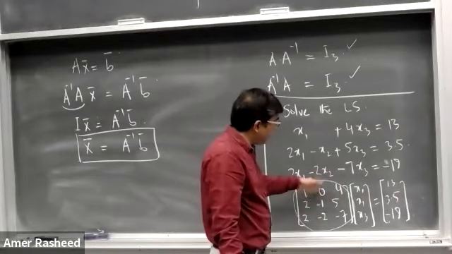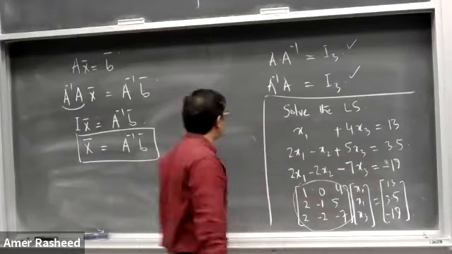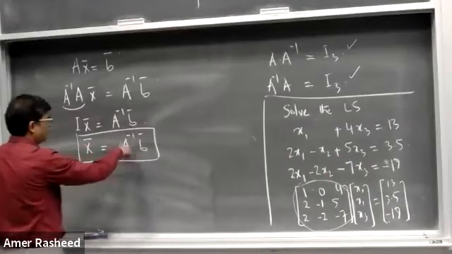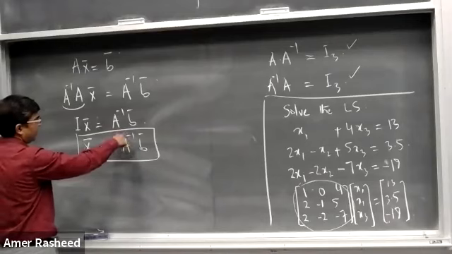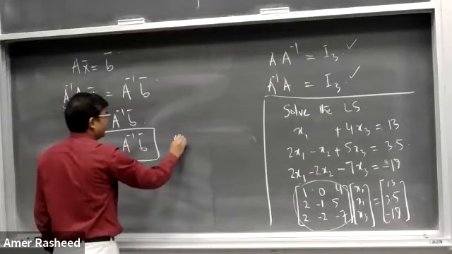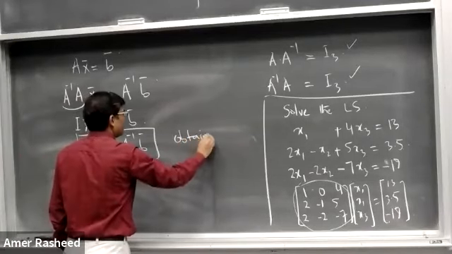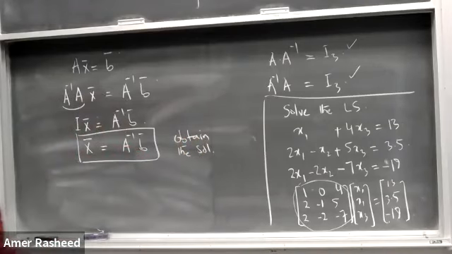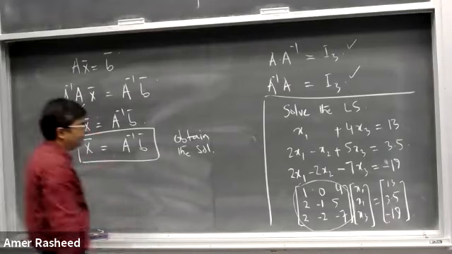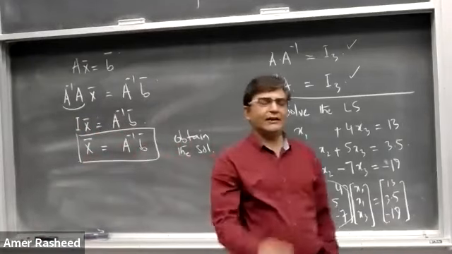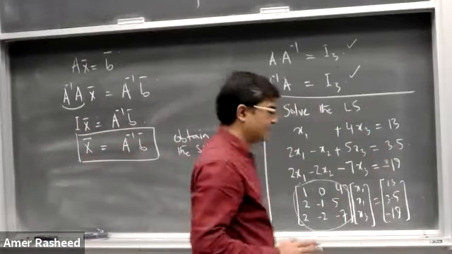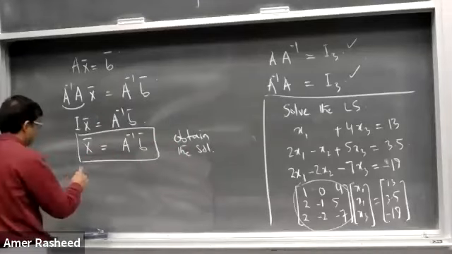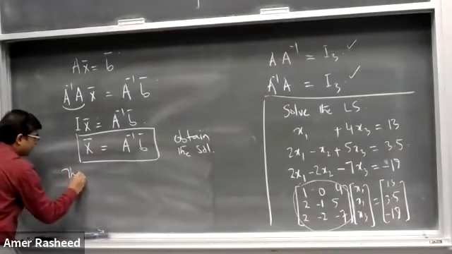So you have to find the inverse of this matrix, and then you have to multiply this inverse with B, and you obtain the solution. This method is applicable only if the inverse of the matrix exists. Otherwise, we cannot apply this method.